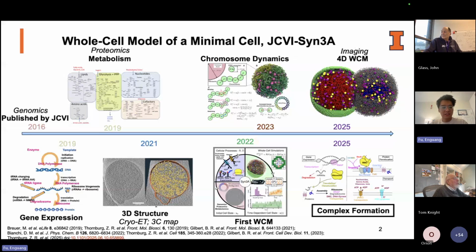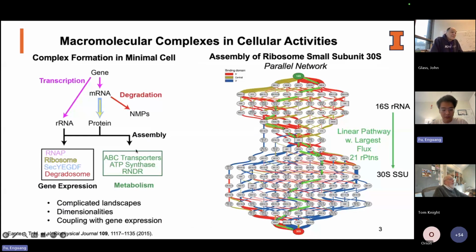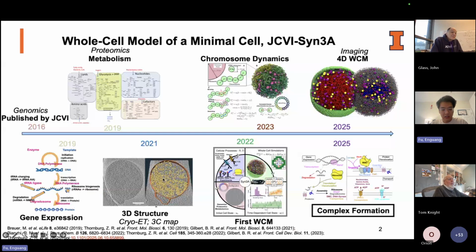Collaborating with JCVI, we started the modeling of the minimal cell from the two most important subsystems, the first stochastic gene expression and the deterministic metabolism, back in 2019. Together with the 3D structure revealed by cryo-ET, we simulated the first 20 minutes of the cell cycle in 4D.